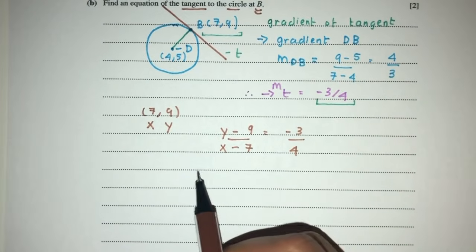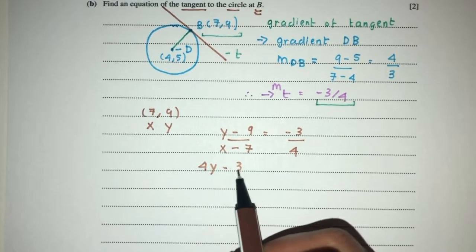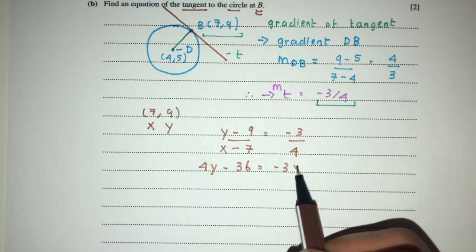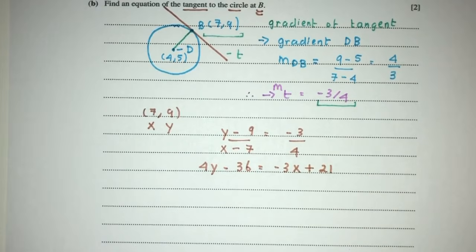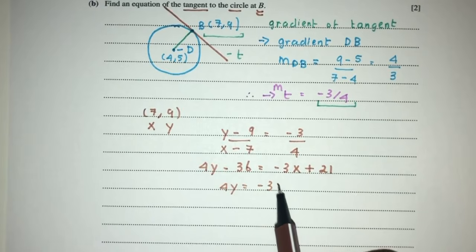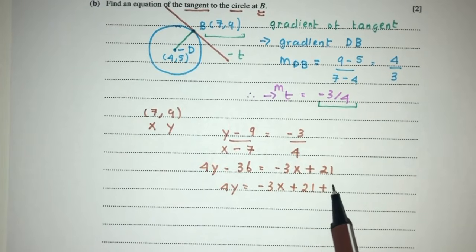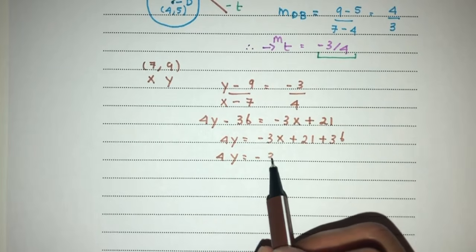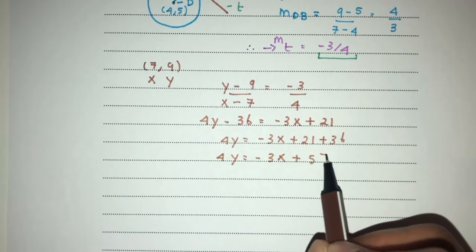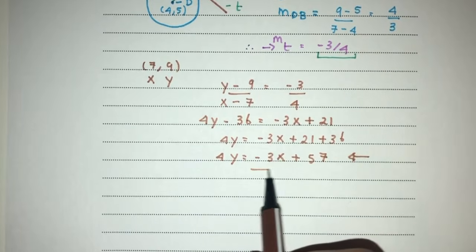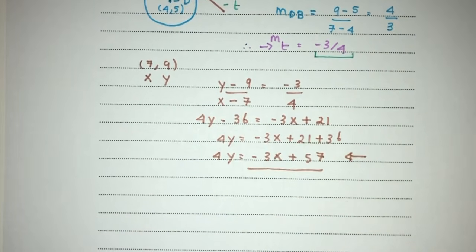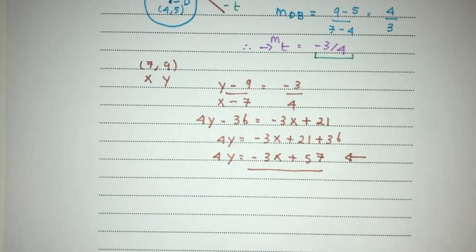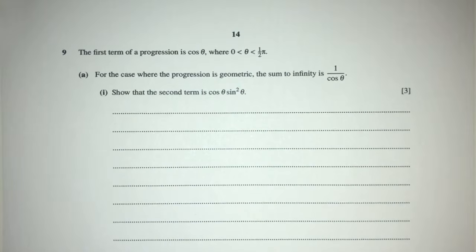Now we just have to cross multiply. That will become 4y minus 36 equals minus 3x plus 21, right? Now we have to send this to the other side. That will be 3x plus 21 plus 36. So finally 4y equals minus 3x plus 57. And this is the equation of my tangent of the circle at the point B. This is the easiest way to find this equation, and that was question number 8. Let's move on to question number 9.